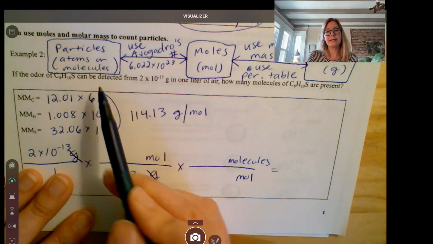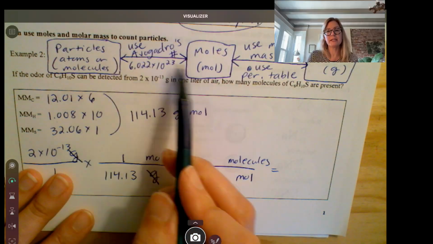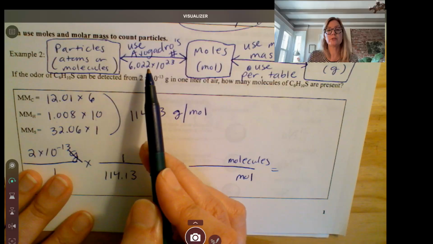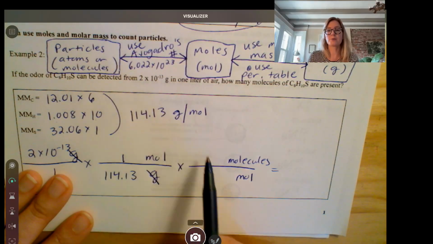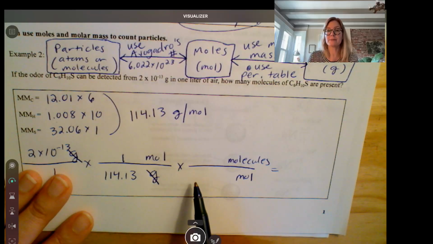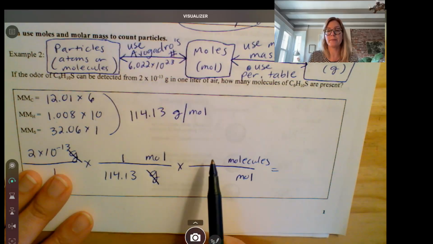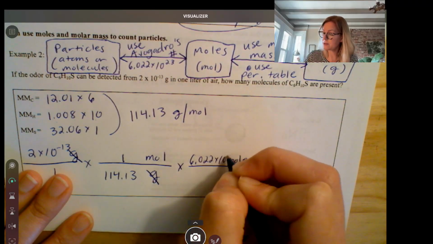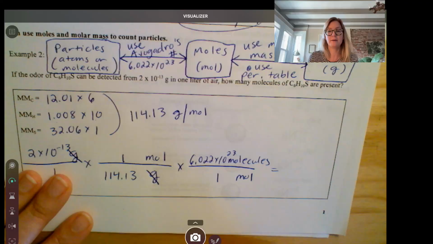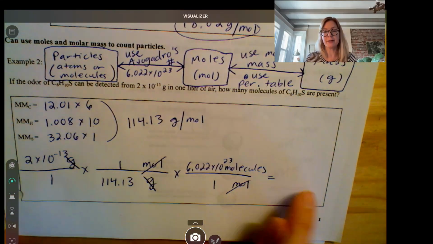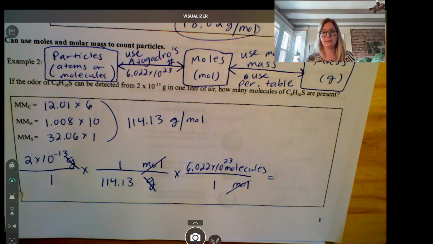And notice your note here, to go from here to here, between these, we're going to use Avogadro's number, okay? Remember, 6.022 times 10 to the 23rd goes where molecules is, not where moles is, okay? 6.022 times 10 to the 23rd is not the moles in one molecule, it's the molecules in one mole. So 6.022 times 10 to the 23rd molecules for every 1 mole, okay? We'll cancel moles. And then we'll just multiply all the way across the top, okay?